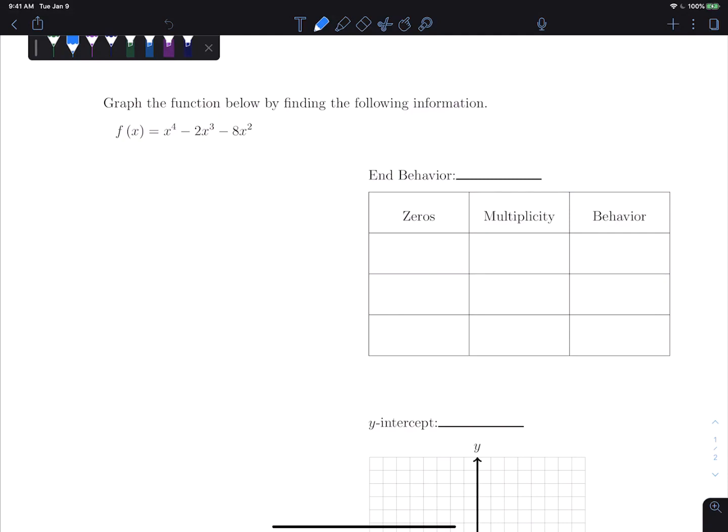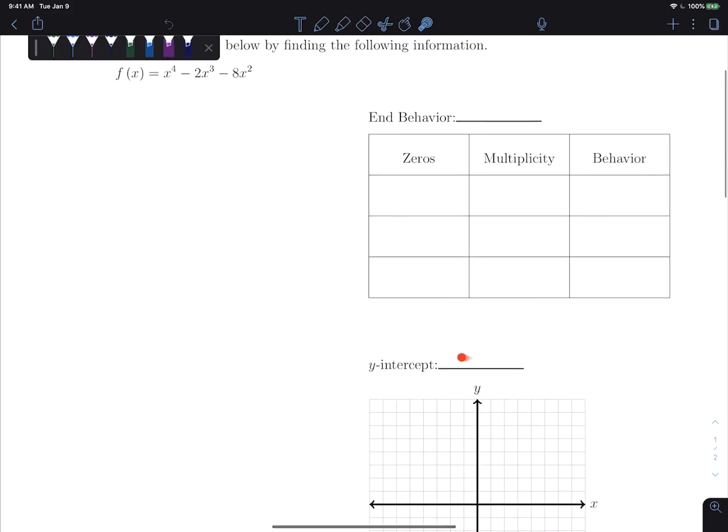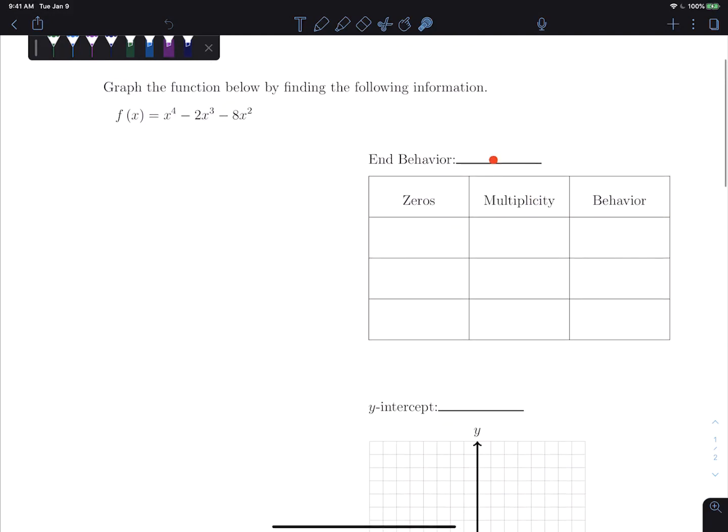Hello. In this video, we're going to graph the function by finding the following information. We need to find the end behavior, the zeros, the multiplicity at the zeros, the behavior at the zeros, and the y-intercept. To find the end behavior, we're going to look at the function f of x equals x to the fourth minus 2x cubed minus 8x squared.